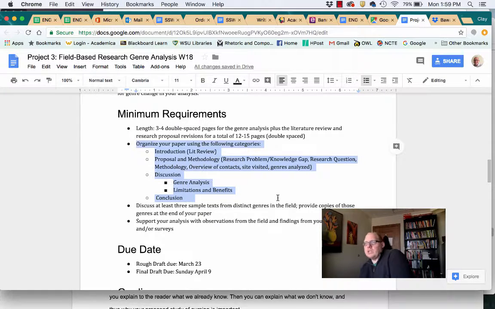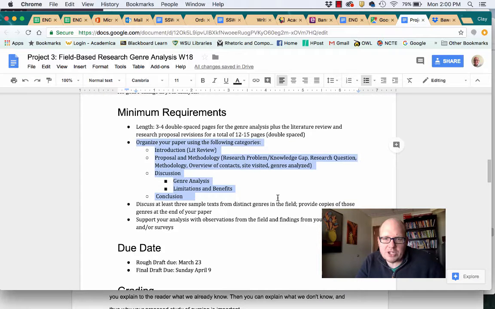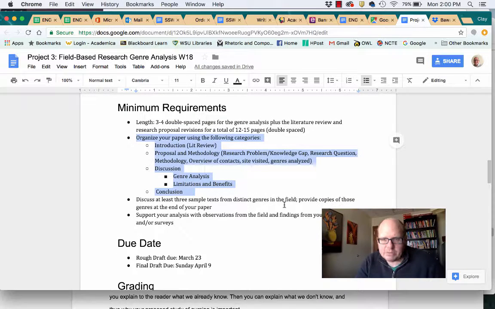Finally, a conclusion. And in the conclusion, you should think about what are the implications of what you've learned. What does it mean for you? What does it mean for other students? That's something for you to figure out. Find some sort of idea to talk about in there about what are the implications for what you've learned through your primary research. Okay. Make sure you have at least 3 sample texts, and make sure that you support your analysis with observations from the field and findings from your interviews. Or if you do a survey, you can do that too.